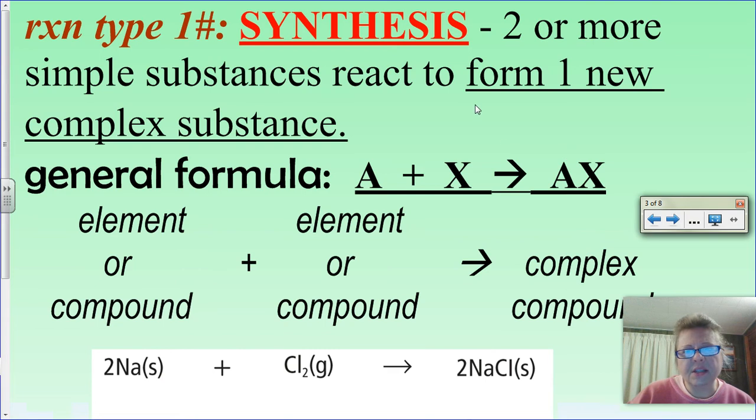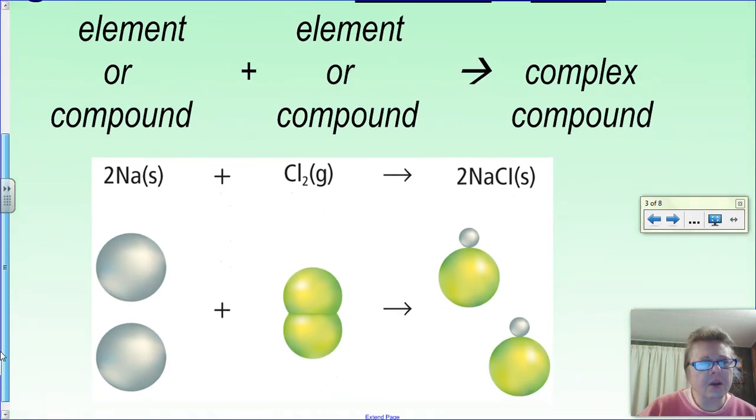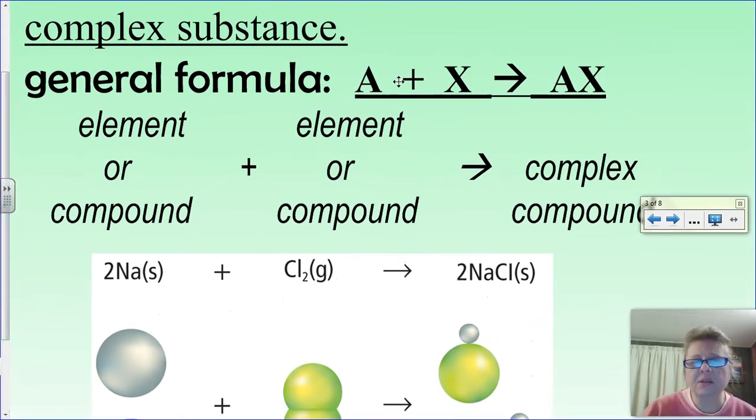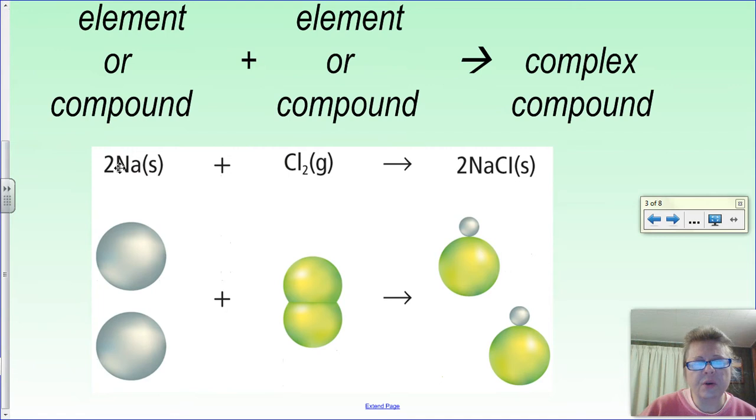So in synthesis, we have 2 or more simple substances reacting that are only going to form one complex compound or product. And if we take a look here, our first reactant can either be an element or a compound, and the second can be an element or a compound, and we're going to produce one complex compound. So A plus X yields AX. That is the general formula. And so here we've got sodium reacting with chlorine to form 2 sodium chlorides.